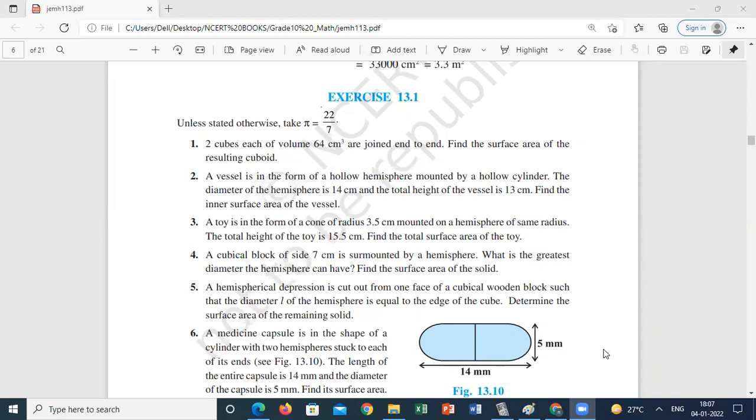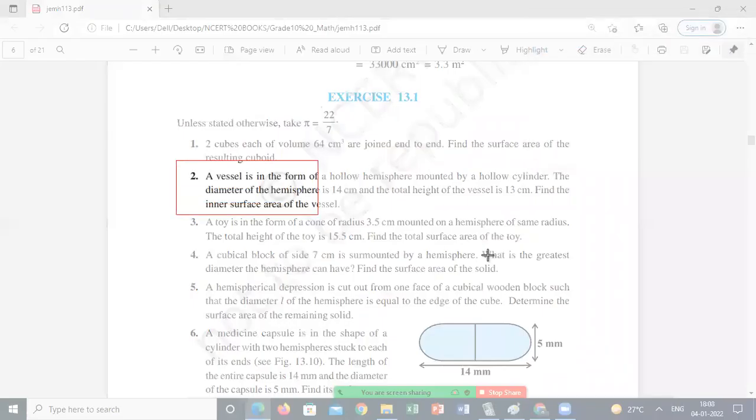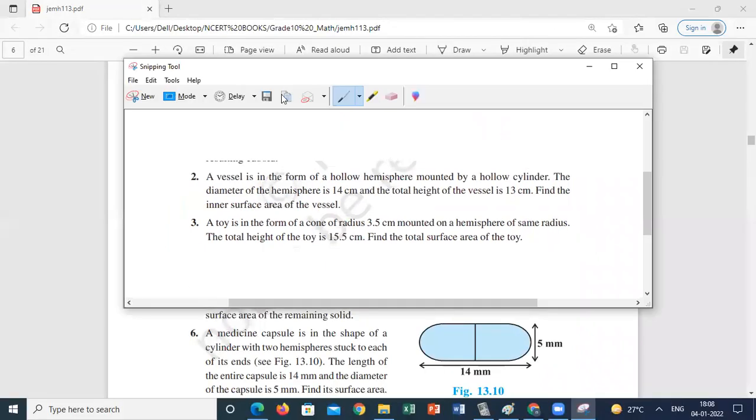It's like a tumbler in Tamil, but it's not purely cylindrical. Part of the vessel is a cylinder and the rest of the part is a hemisphere. They gave the diameter, which means indirectly they are giving the diameter of the cylinder also. Then only you can mount it. Let's see how to solve this kind of question.